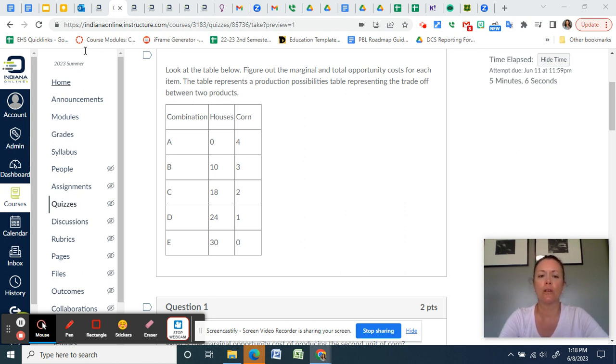In 1.4, you see this chart that shows you five different possible combinations of goods and services that an economy can produce. So you've got combinations A, B, C, D, and E. You could make all corn, in which case you'd have 4 units of corn but no houses. Or you could make all houses, in which you'd have 30 houses and no units of corn. Or you could have some combination in between.